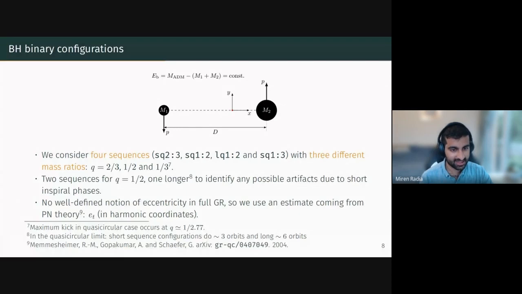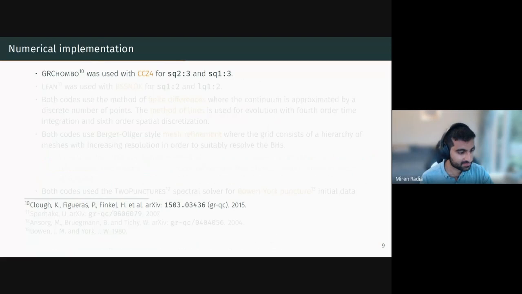As I said, the inspiral phase of these simulations, even the long sequences, is relatively short. So the short sequences do about 3 orbits in the quasi-circular limit, so that's the largest p values, and the long sequences do about 6 orbits. Nevertheless, this estimate provides us with a means to quantify the deviations from quasi-circularity.